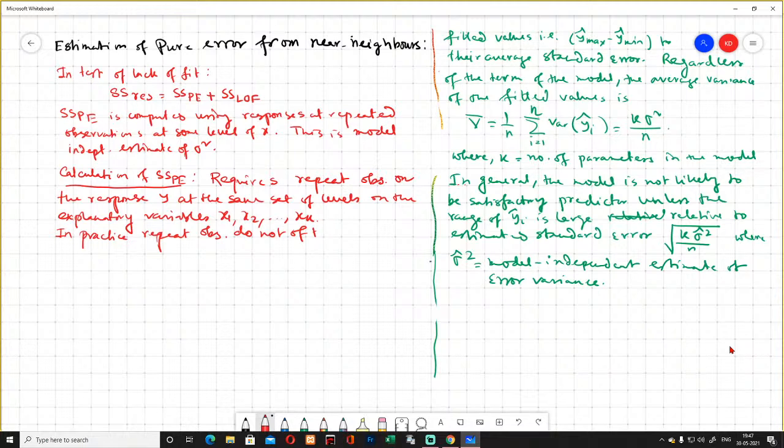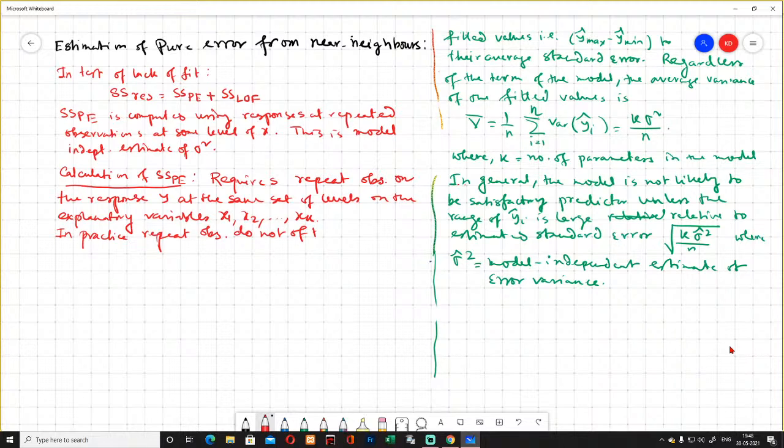So calculation of SS due to pure error. Can I continue, Subhrajit? Please tell me. Can I continue? Subhrajit, can I continue? Yes, sir. Okay. Thank you.